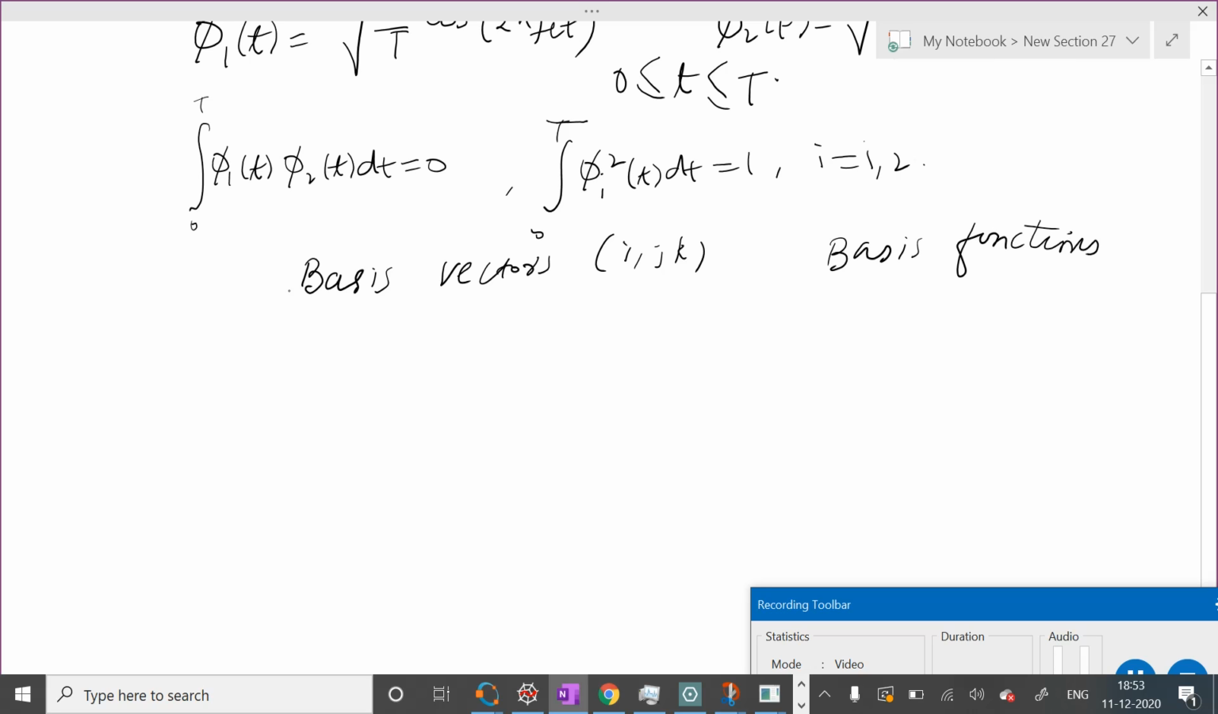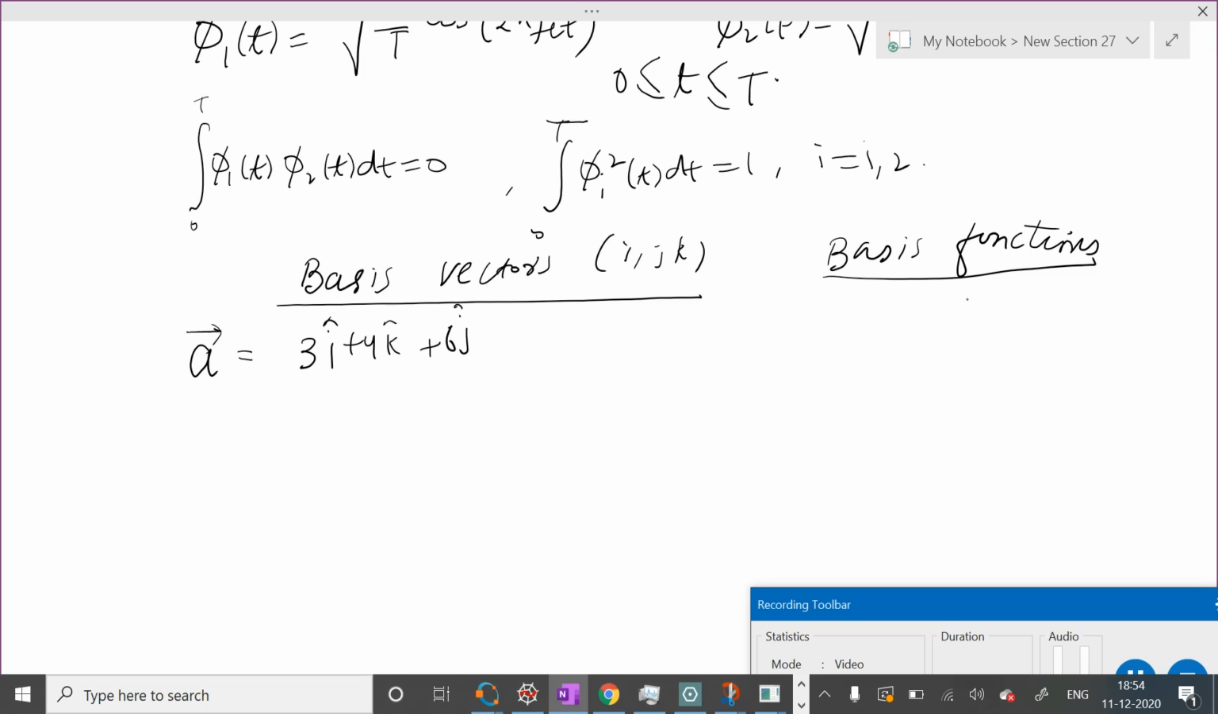Basis vector means that given i, j, k, we can represent any vector, say 3i plus 6j plus 4k. So any vector can be represented in terms of i, j, k. Similarly, basis function means any other function can be represented in terms of these two functions. That is what basis function means.